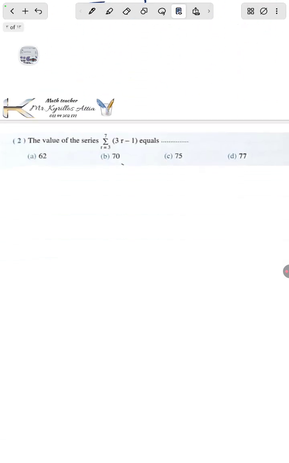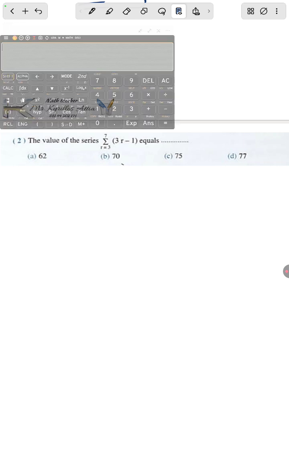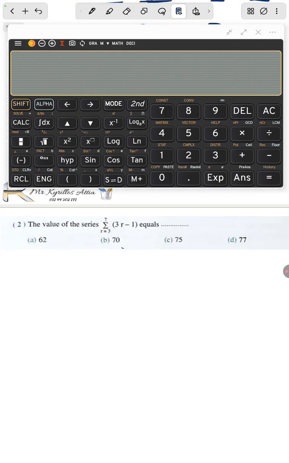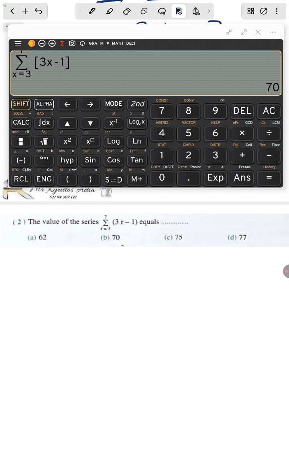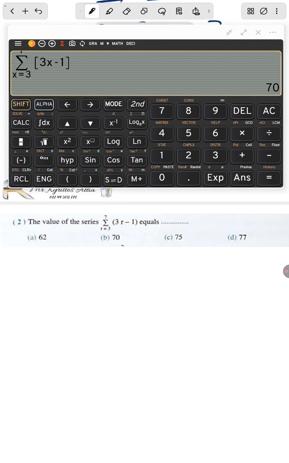And here is the value of the series, summation from r equals 3 to 7 of 3r minus 1, equals what? First you can get the result by using the calculator. Shift log, 3x minus 1 from r equals 3 to 7 will be equal to 70, so the correct answer will be 70 by using the calculator.